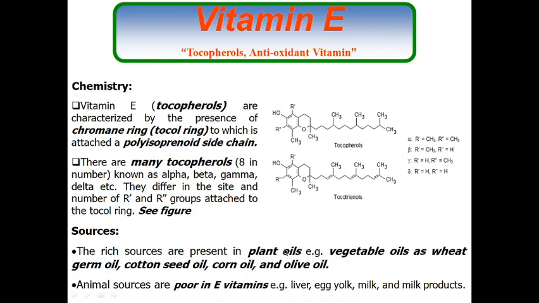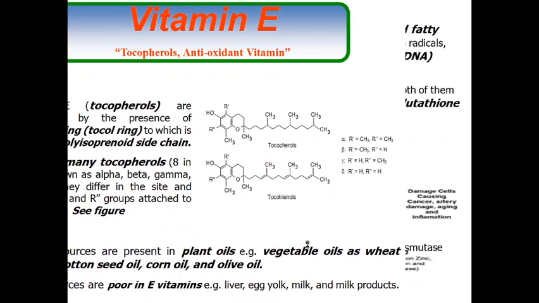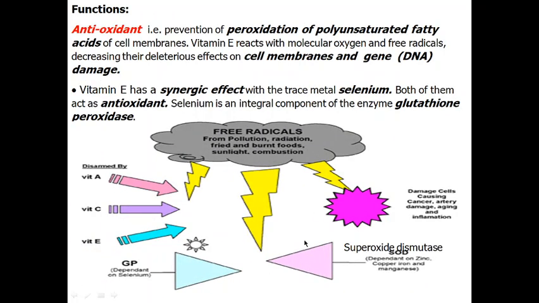Animal sources are poor sources of vitamin E, but it can be present in the liver, egg yolk, milk, and milk products. What are the functions of vitamin E? The main function of vitamin E is acting as an antioxidant. Vitamin E prevents the peroxidation of the polyunsaturated fatty acids of the cell membrane. That's why we find hemolytic anemia in patients suffering from vitamin E deficiency.